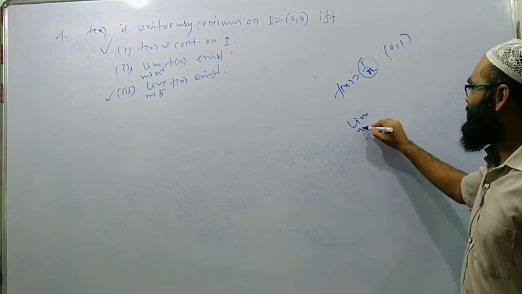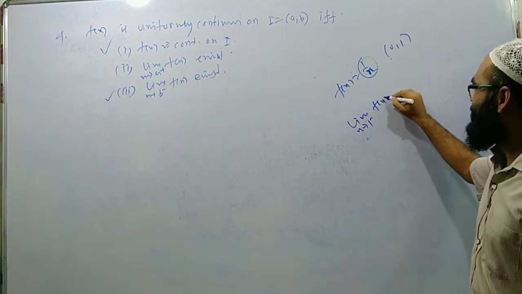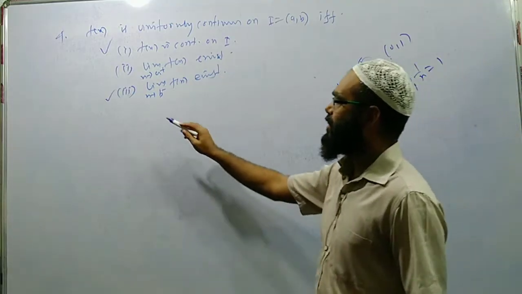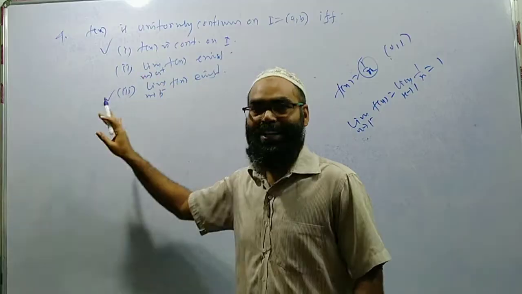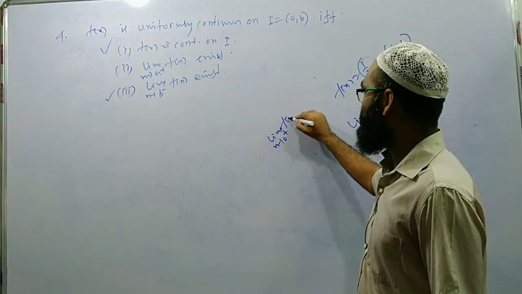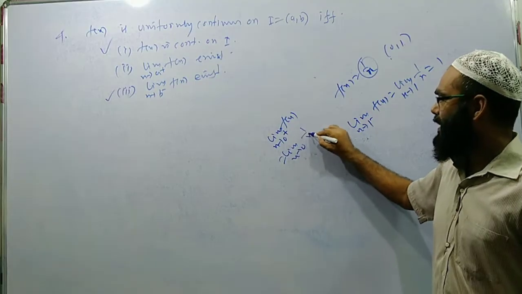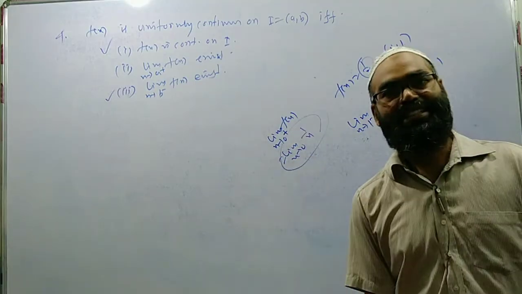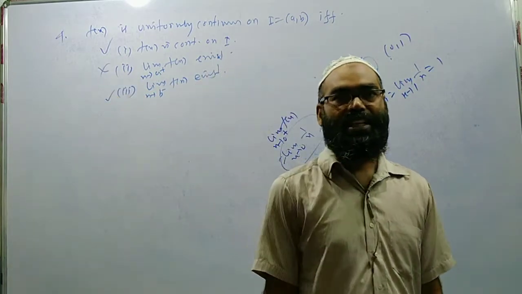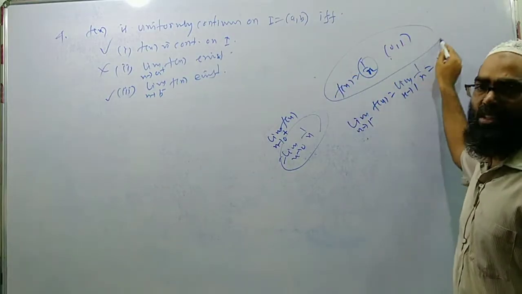Limit x tends to b equal to 1, that is, limit x tends to 1 minus f(x) equal to limit x tends to 1 of 1 by x equal to 1. This condition is also satisfied, but condition 2 is violated since limit x tends to 0 plus f(x), here a is equal to 0, equal to limit x tends to 0 of 1 by x. This limit does not exist, that is, it tends to infinity. So this condition is violated. Therefore, by the necessary and sufficient condition, the function f(x) is not uniformly continuous on this interval.